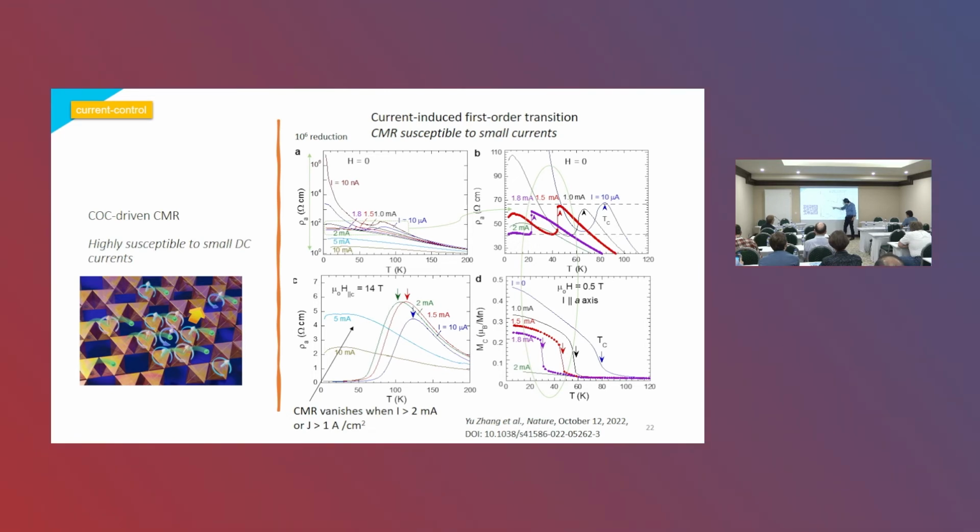And so we can see that the colossal magnetoresistance is clear. This is a linear scale, but you can see there are several orders of magnitude change. But when the current is larger than 2 milliamps, for example, 5 milliamps here, there is no more colossal magnetoresistance. And of course, at 10 it is gone. So magnetoresistance disappeared once the current is larger than 2 milliamps. Okay, in this particular case.